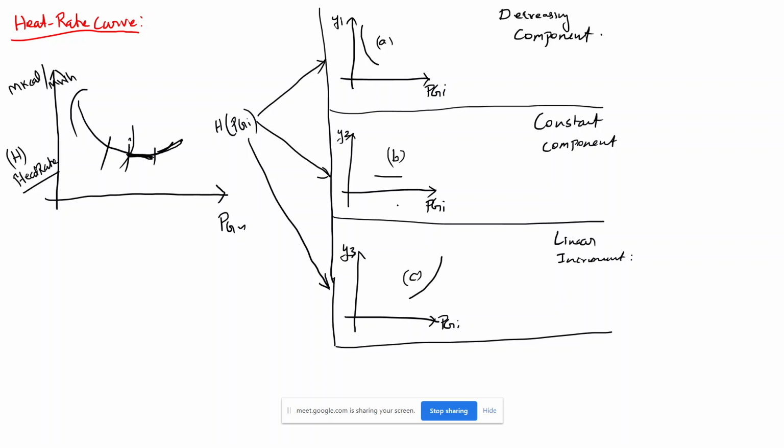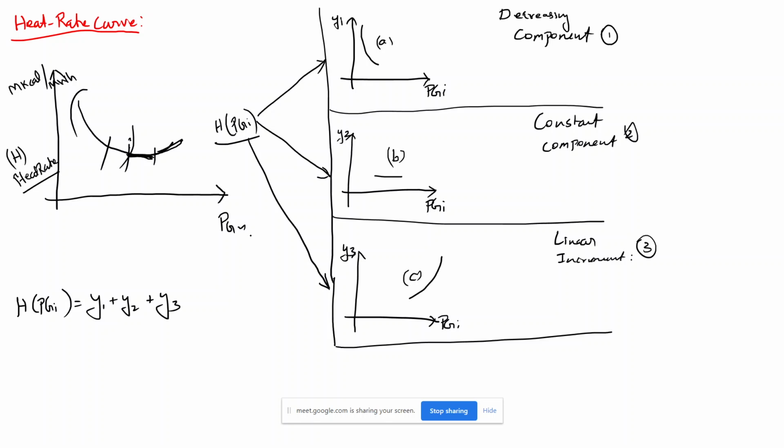So we split this practical observation curve, this heat rate curve, into three parts. One is the decrement, one is the constant, and the third one is the linear part. Altogether, if you put them together and get the equation for this heat rate curve, H PGI is Y1 plus Y2 plus Y3. If you add all these three, then you will get the value.